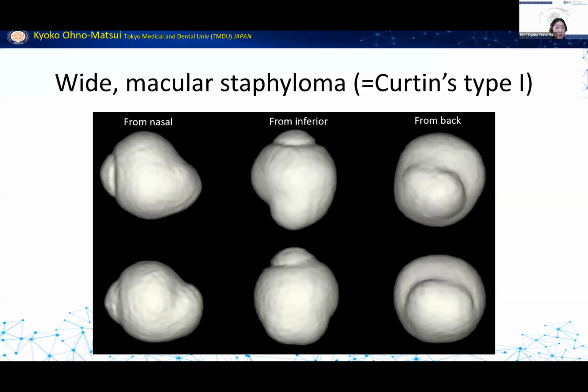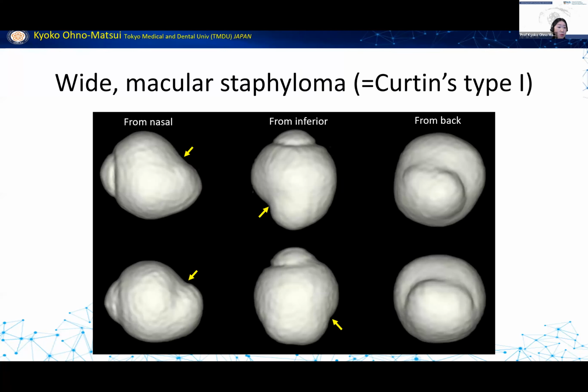The most common type of staphyloma is wide macular staphyloma, or Curtin's type 1 staphyloma. 3D MRI images show a protrusion of a wide area of the posterior segment in the images viewed from nasally, inferiorly, and from the back. The temporal border and the upper border tend to be more abrupt, and there is a notch along the upper and temporal border of the staphyloma. The protrusion is horizontally wide in the images from the back.